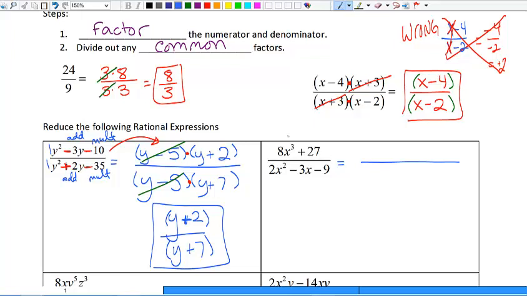The numerator looks like it's a sum of cubes. 2x quantity cubed plus 3 cubed. And so I have in my binomial 2x plus 3. In my trinomial, we have 2x times itself, 2x, that's 4x squared. The last one's 3 times 3, or 9. And the one in the middle is a little compromise, 1 of each. My signs are same, opposite, always positive.